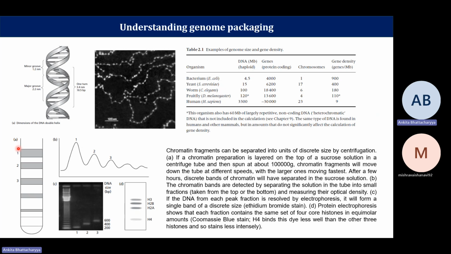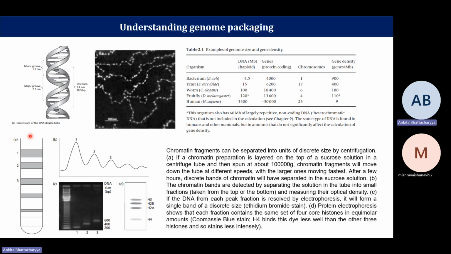You have, for example, a tube which is filled with some sort of a sucrose solution, and you add your chromatin preparation into it, and then you centrifuge it. Then you keep taking subsections from this particular sucrose gradient or sucrose solution, and you can then observe their migration or their electrophoretic mobility.